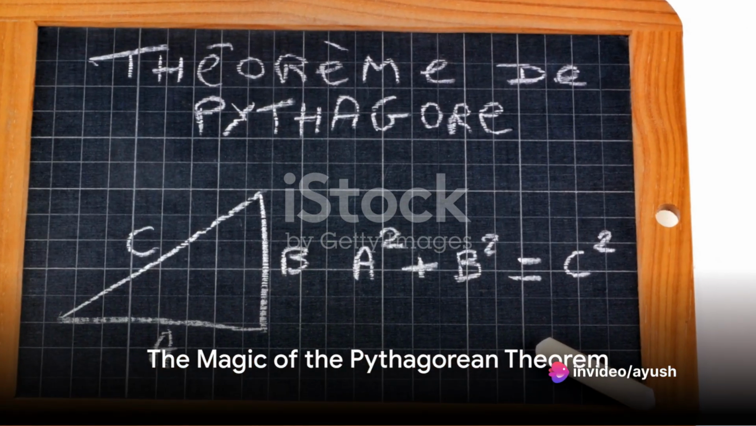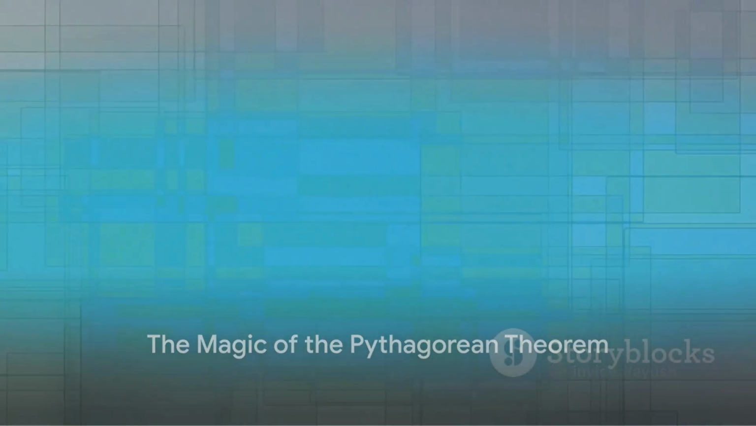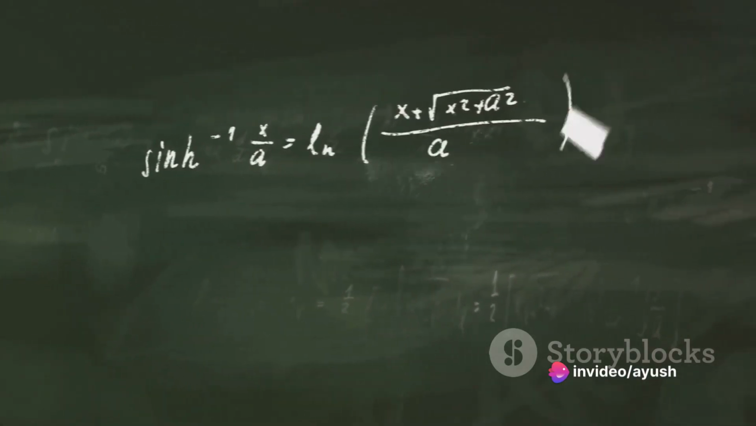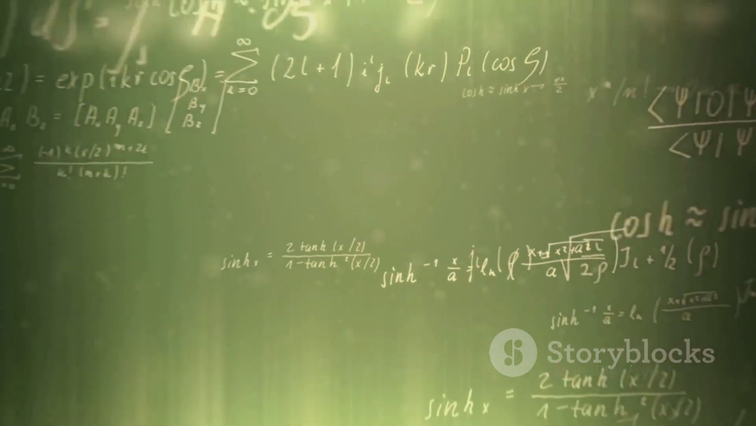Here's the magic of the Pythagorean theorem. It tells us that the square of the length of the hypotenuse is equal to the sum of the squares of the lengths of sides A and B. Put simply, if you square the lengths of side A and side B and add them up, you get the square of the length of the hypotenuse.